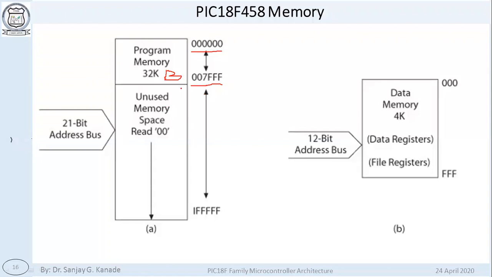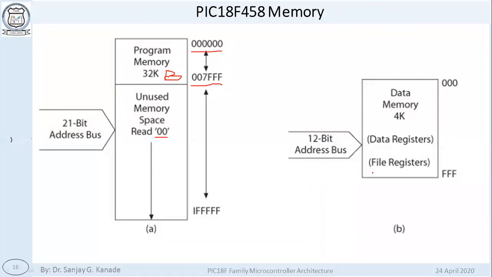If you try to read anything afterwards, 8FFF or anything beyond, from the program memory, you will get only 00. Actually, you should never try to do this because we don't have anything available. Instead of throwing an error, the microcontroller will just read 00. So you will not get an error, but you will get a 0 value. This is how the program memory is.